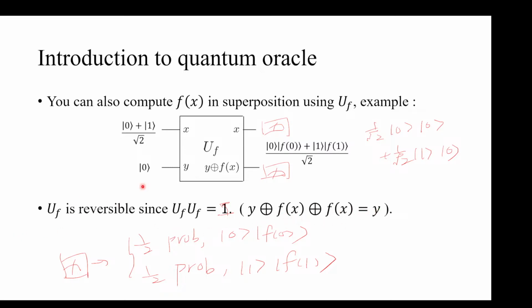And you also see here why our quantum oracle looks like this. You have this extra x register so that your function can stay reversible.